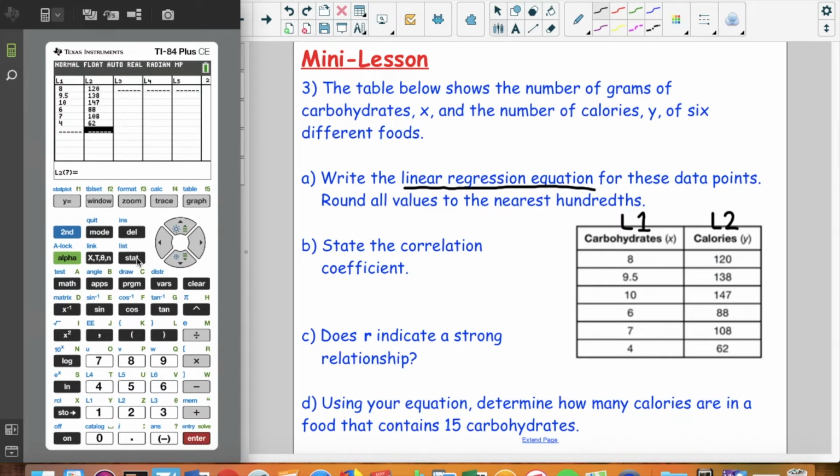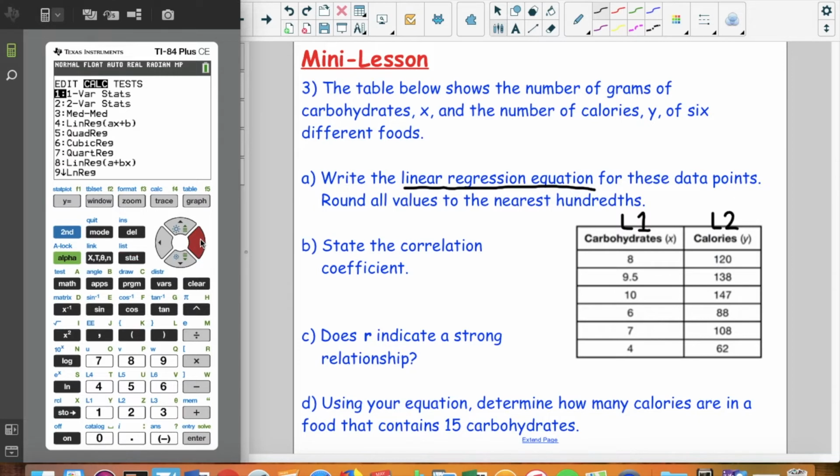Okay, so once you have everything in L1 and L2, you go to Stat. We're going to scroll over to Calc, and you're going to scroll down to 4, which is Lin Reg. So enter. Keep pressing enter until you reach calculate. And this is what you come up with.